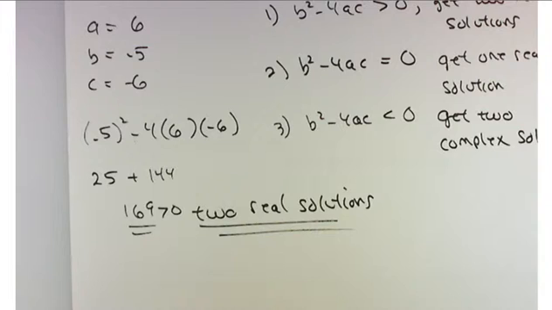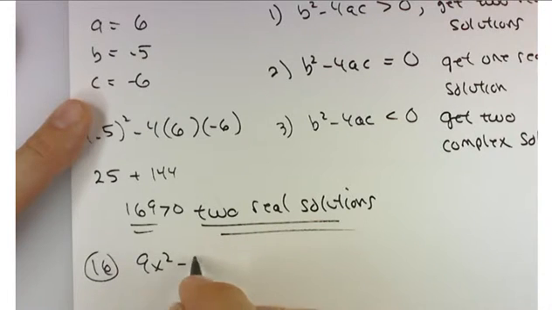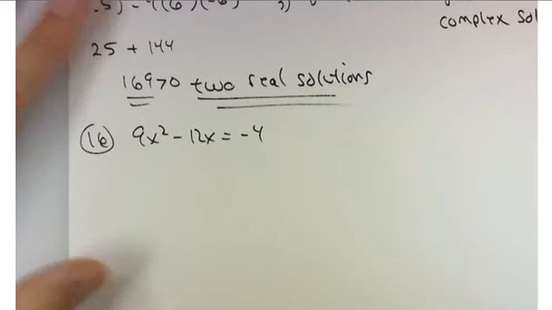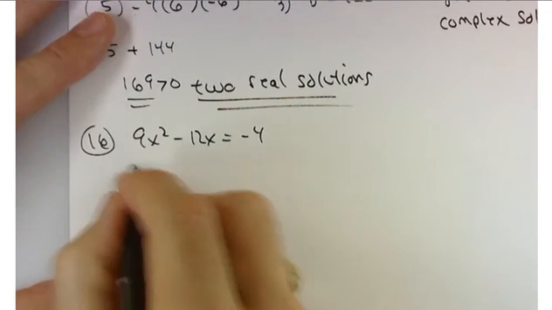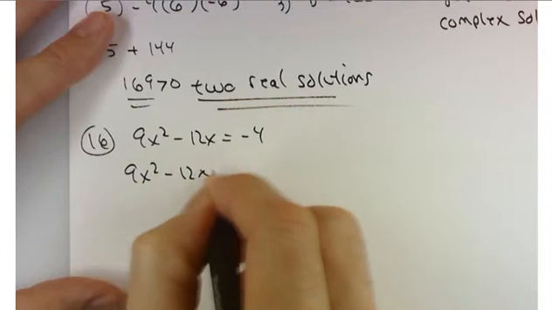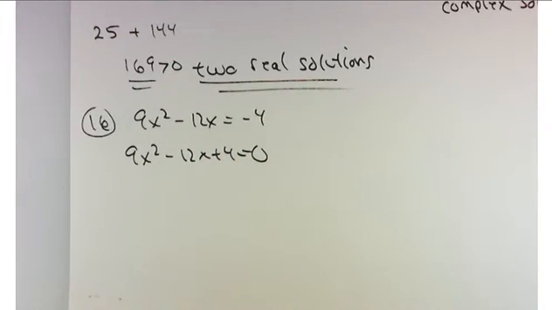Let's take a look at problem number 16. 9x squared minus 12x equals negative 4. Before we decide the nature of these solutions, what do you think we have to do? Get them all on one side. Thank you. So I'll move the 4 to the other side. 9x squared minus 12x plus 4 equals 0. And why don't you play with that while I graph this and give this maybe a geometric interpretation.